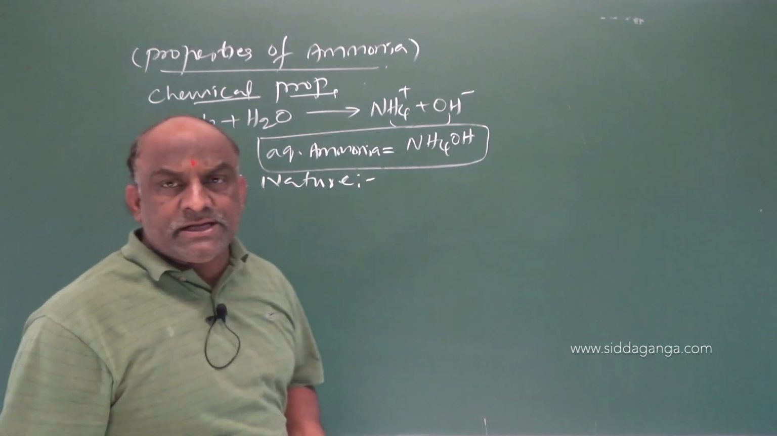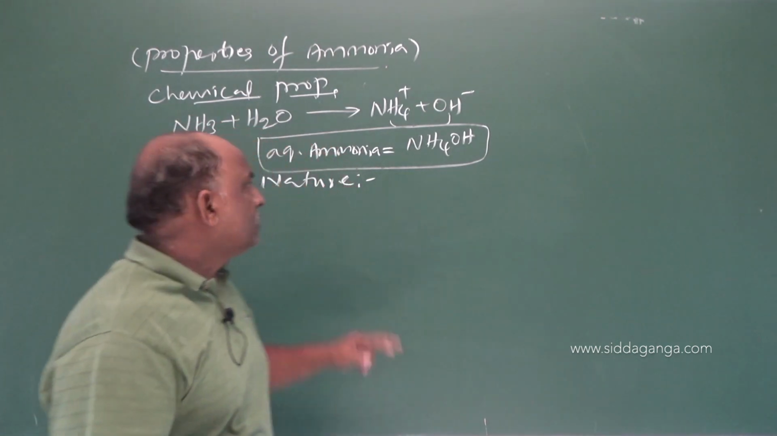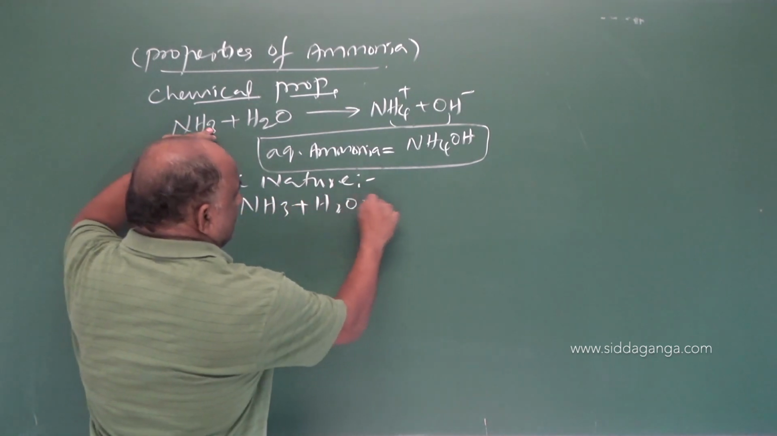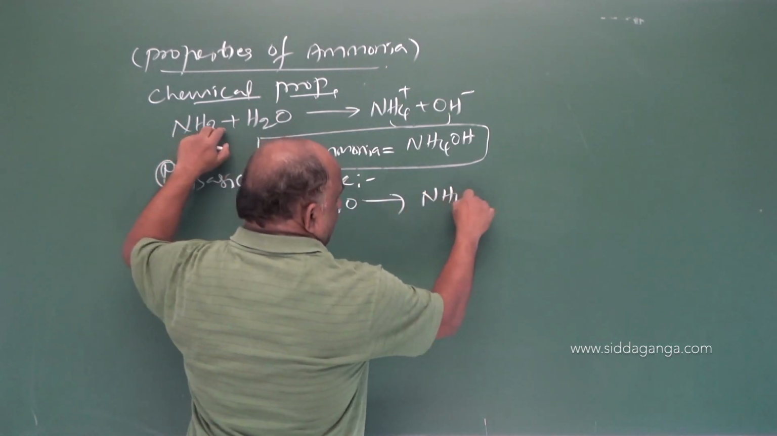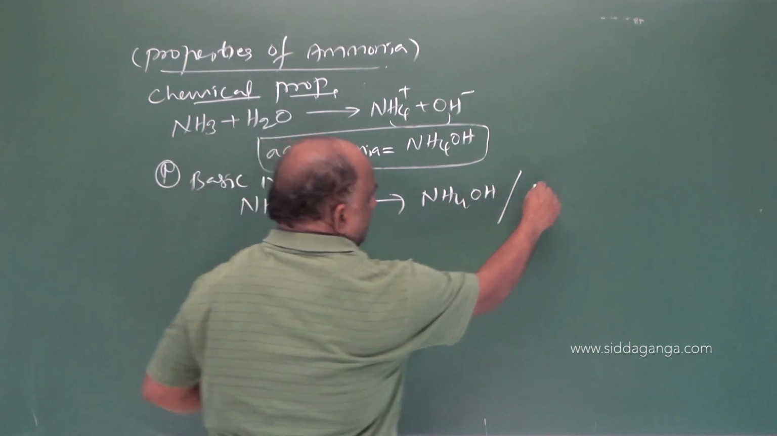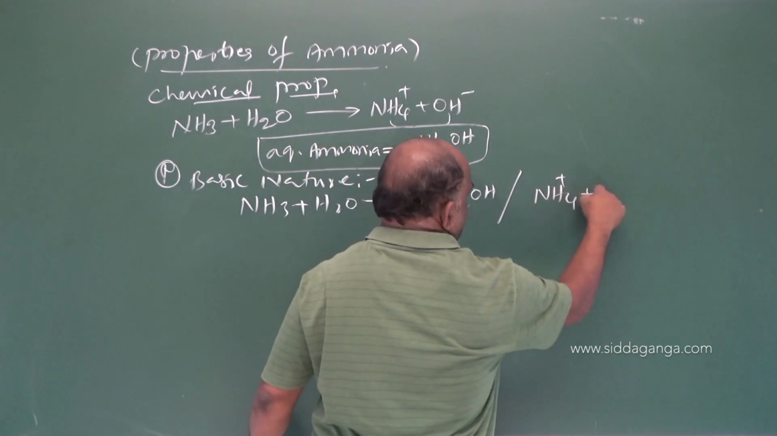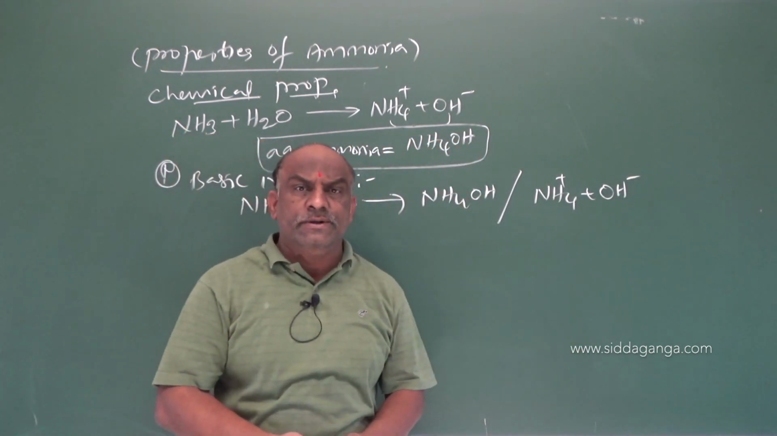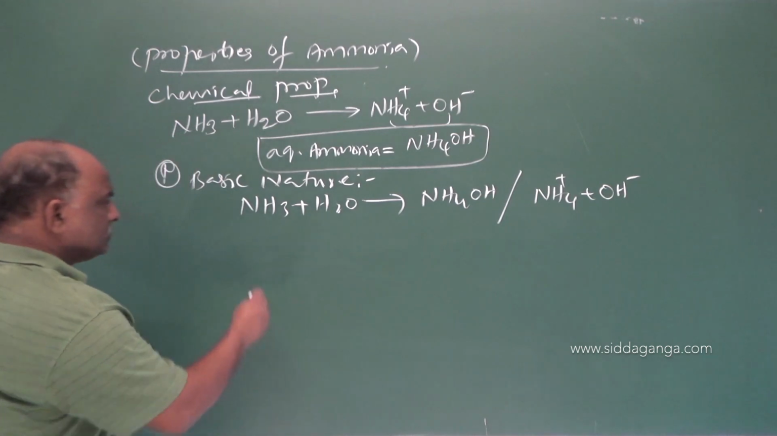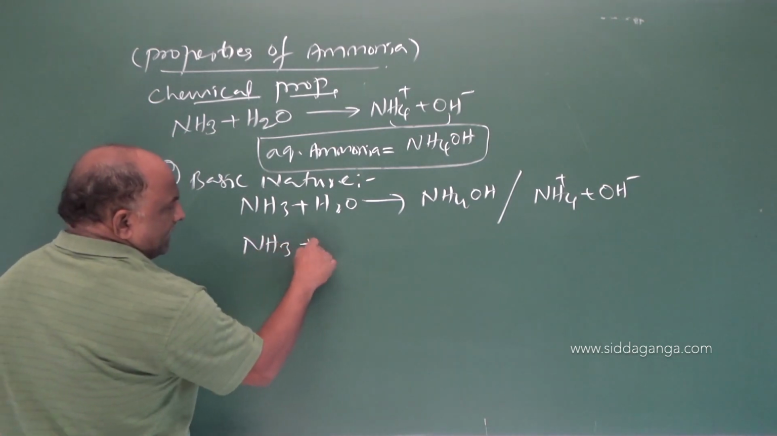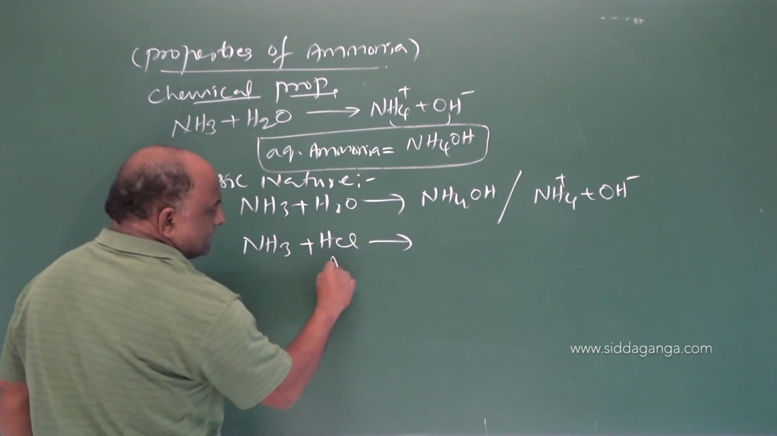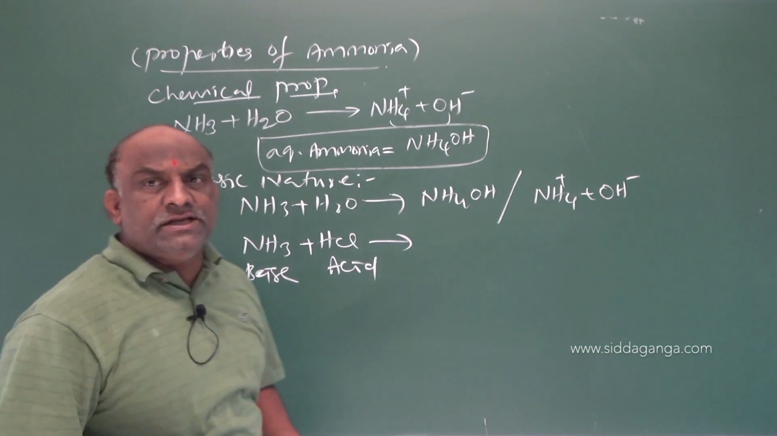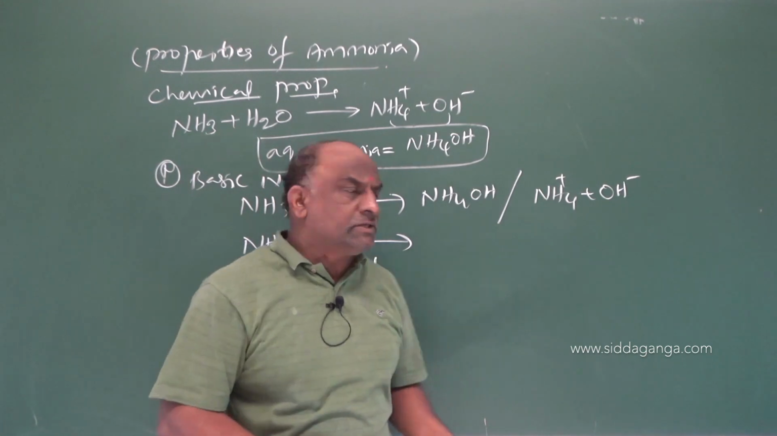This basic nature can be explained with respect to the reactions. Reaction number 1 is NH3 plus H2O gives rise to NH4OH, or we should write it as NH4 plus OH minus. And one more reaction also, once you observe this reaction, NH3 plus HCl. What is HCl? Acid. NH3, base. Acid plus base gives rise to salt plus water. What is the salt?